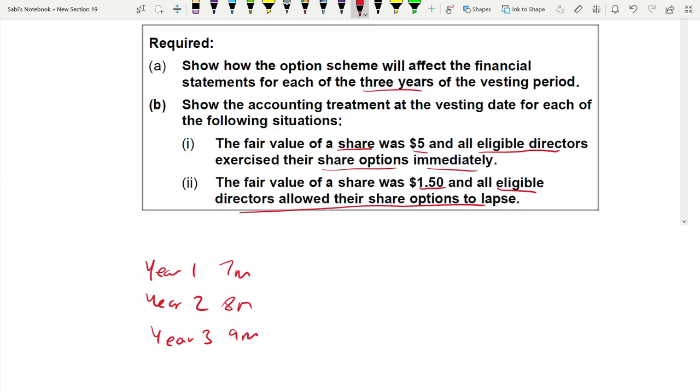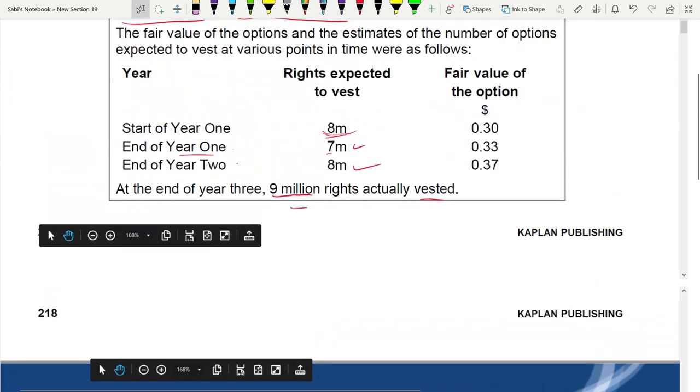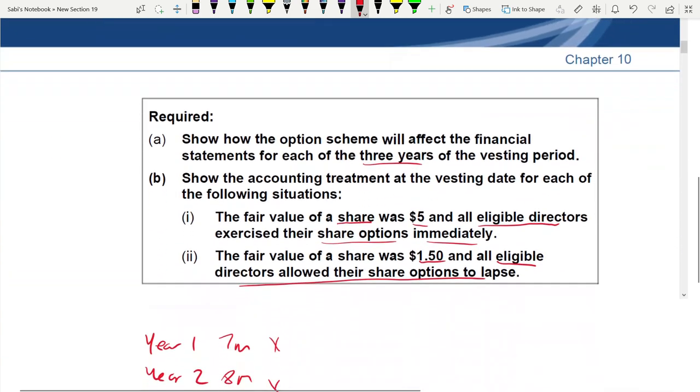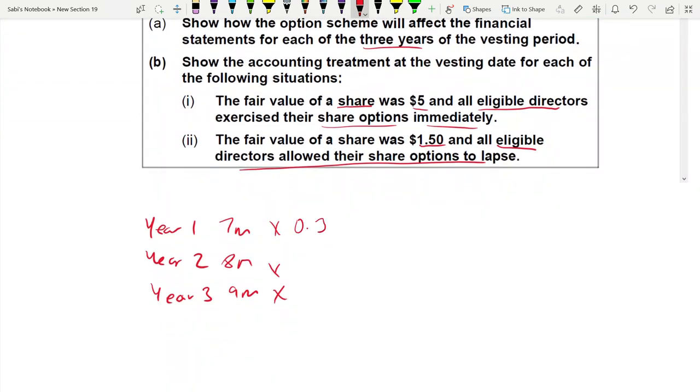So you always take the fair value of the grant date, which is 0.3, this one. So 0.3, 0.3 and 0.3. 1 over 3, 2 over 3, 3 over 3. This is how you show the effect. Okay. This is equity section. This is expense.